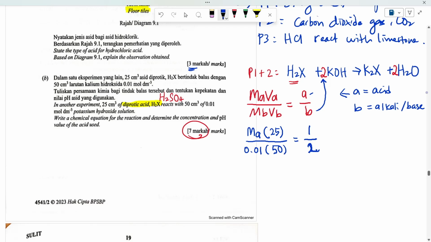0.01. You will get 0.01. Everybody, you get the correct one? Okay, you use the cross multiply. So finally, you get MA is 0.01 mole per cubic decimeter.